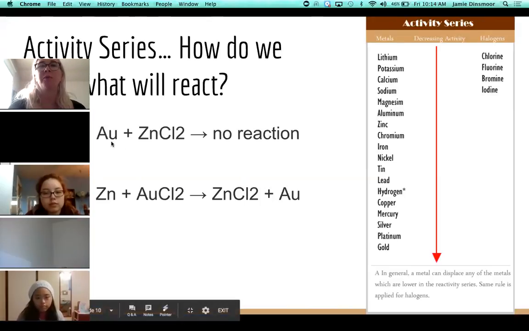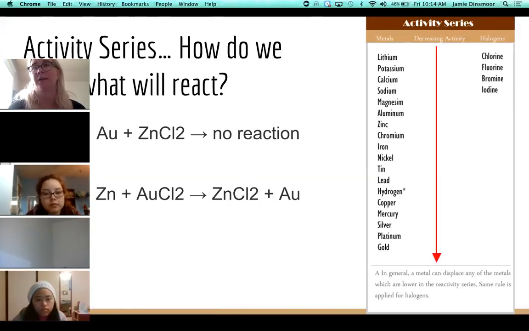So we have gold, and we're trying to see if it will react with zinc chloride. So all we do is go to our activity series and look. Is gold higher up than zinc? No, right? Zinc is pretty high up on the activity series. Gold is really low. Gold basically will not ever take anyone's place. So in this case, there would be no reaction. Zinc chloride is not going to get broken up by that gold, and all you do for that is you literally write no reaction.